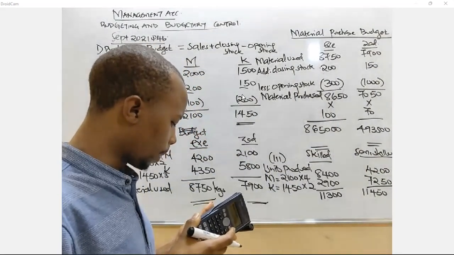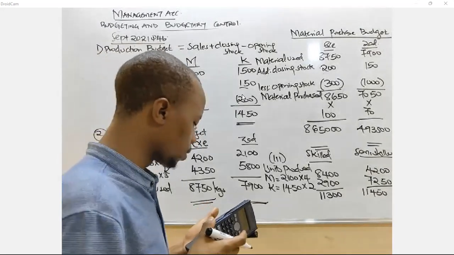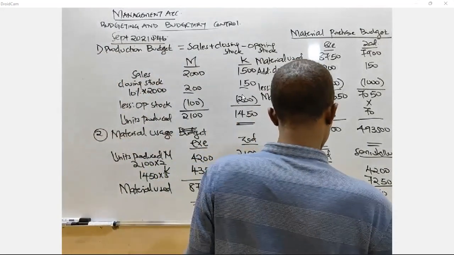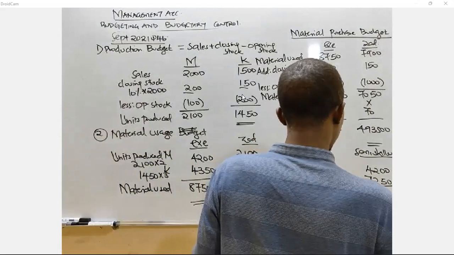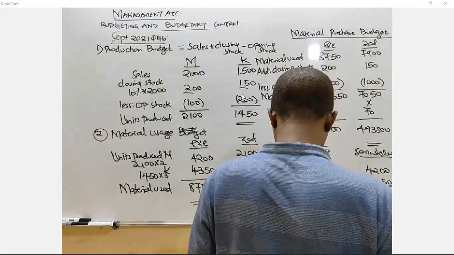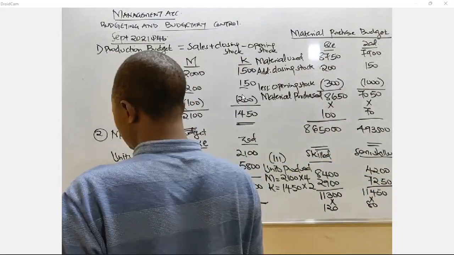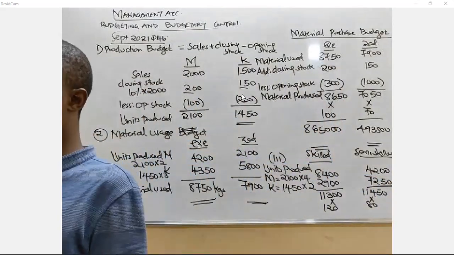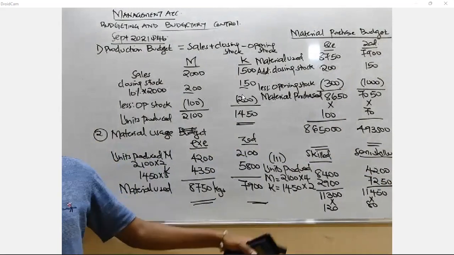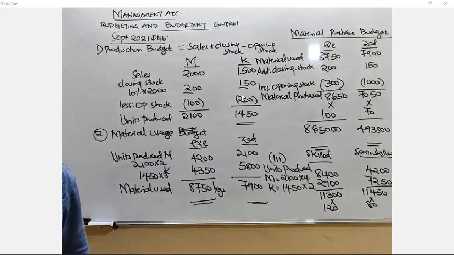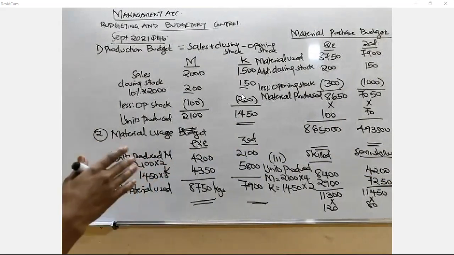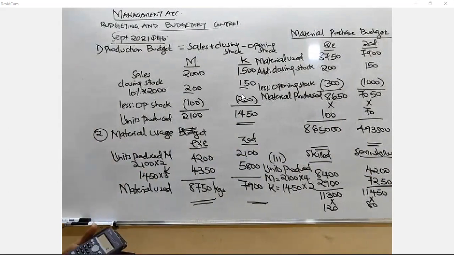When you look at note number 2, we are being told the labor costs are as follows. Here we multiply by 120. And also here at the end, we multiply by 80 shillings. And at the end, we'll be able to get the total labor costs. So once we multiply, we'll be able to get the labor budget in shillings.